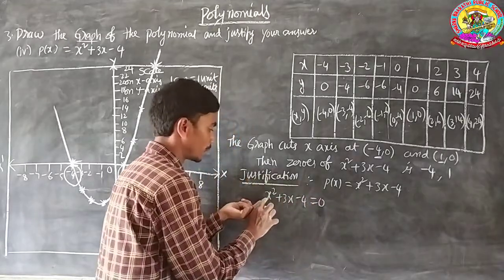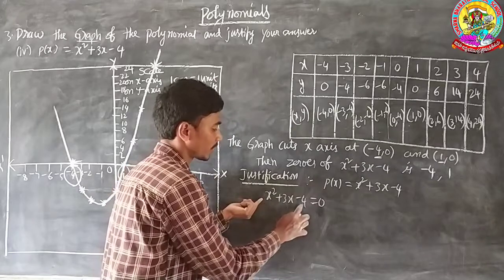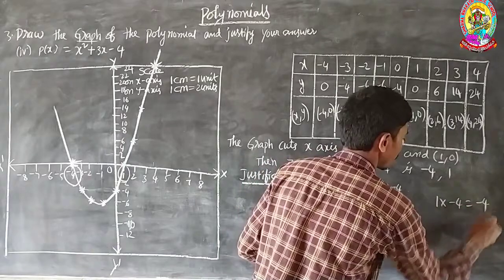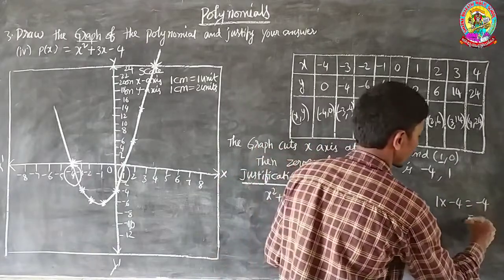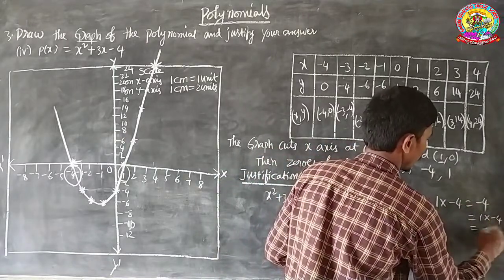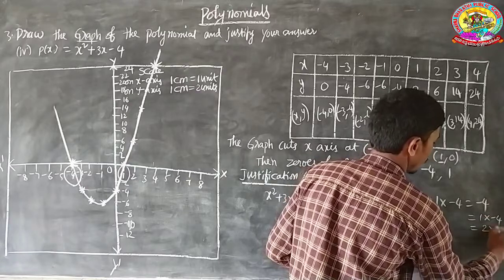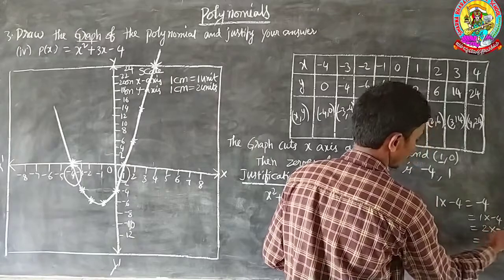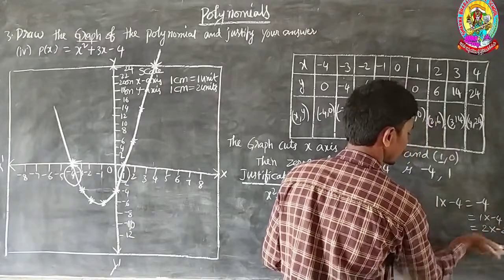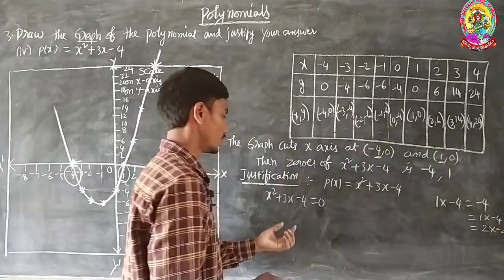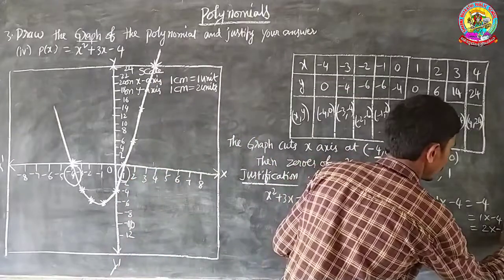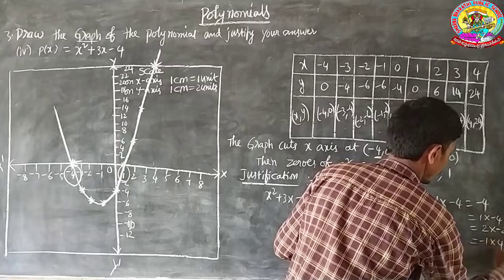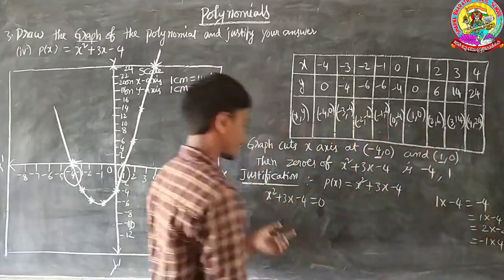Now multiply the x square coefficient and the constant. 1 into -4 is equal to -4. Here, -4 factors: 1 and -4 are -4. Next, 2 and -2 are -4. Next, -2 and 2. So these are the factors, and also -1 into 4.